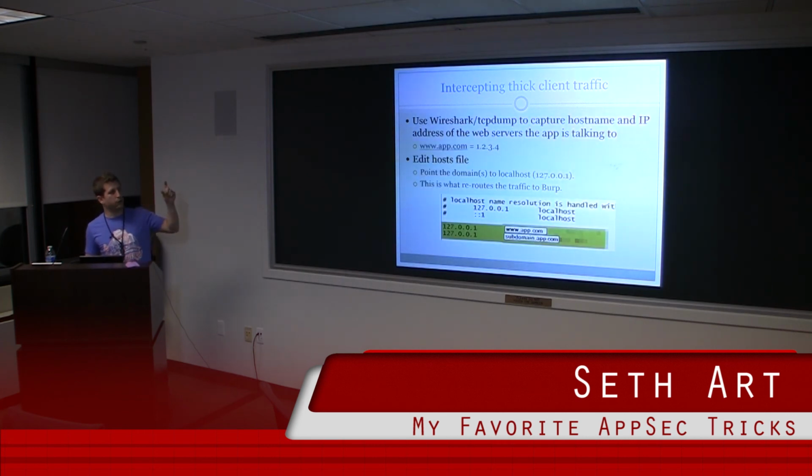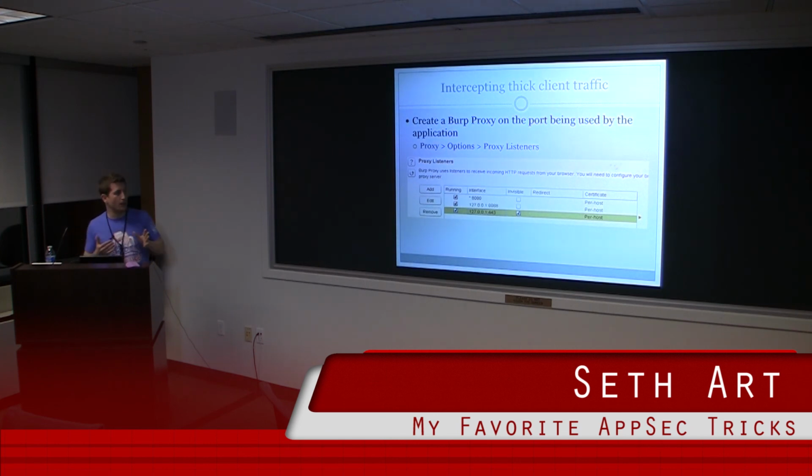For approach number 2, this is the most common that I've seen, your thick client uses FQDNs. So find the domain name, use Wireshark, tcpdump, whatever you need, or just host, to get the IP address. Now map that domain to localhost, and that's what sends it to Burp. Now Burp has to listen. Remember, we're not using proxy settings, which nicely and politely change 443 traffic to 8080 or whatever you're using. So you have to set your listener up on the port that is being spoken by that thick client.